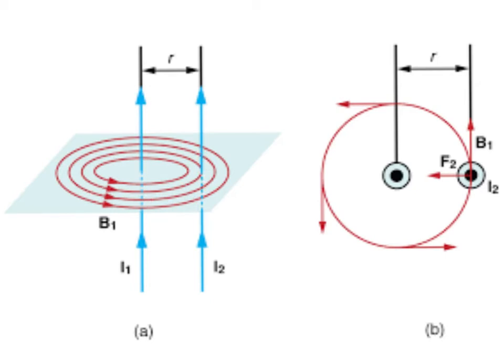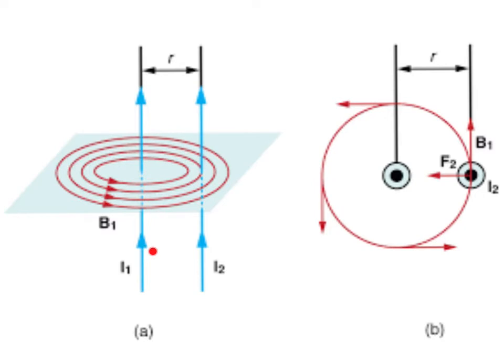And so if we look down on that situation with the currents going up, here's wire 1 with current 1, here's wire 2 with current 2, here's B1, and so using right-hand rule number 1 with our finger in the direction of the current, which is coming out of the page, and the other fingers in the direction of the field, which is going up, our thumb points to the left. So F2 is the force on this wire, so you can see it's going to move toward the other wire.